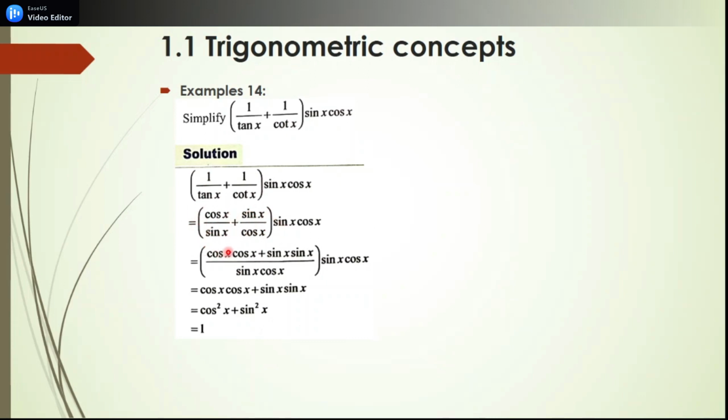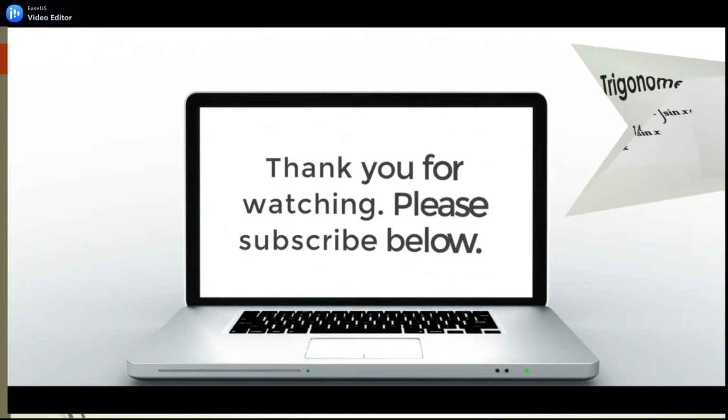We write cosine of x times cosine x, it is cosine square. Sine x times sine x is sine square. We make simplification of this one and this. We remain with this relation. After getting this relation, we can write cosine square of x plus sine square of x. This is the fundamental formula of trigonometry, which is equal to 1. This is the end.